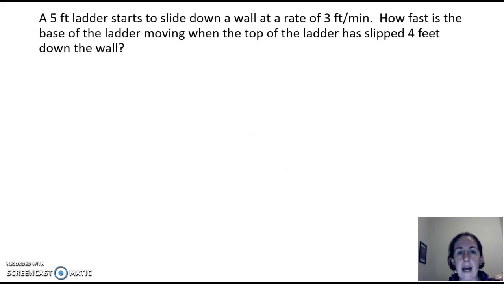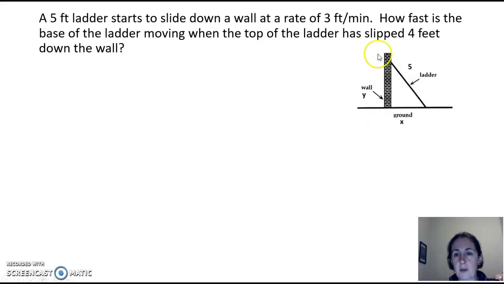A 5-foot ladder starts to slide down a wall at a rate of 3 feet per minute. How fast is the base of the ladder moving when the top of the ladder has slipped 4 feet down the wall? So again, whenever possible, draw a picture. So here we've got our wall, we've got our ladder, and we've got the ground. Now as this is coming down here, the length of the ladder isn't changing. So the ladder is going to remain 5 feet no matter what.